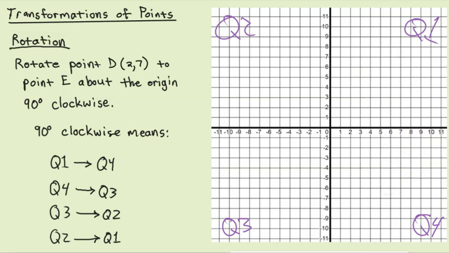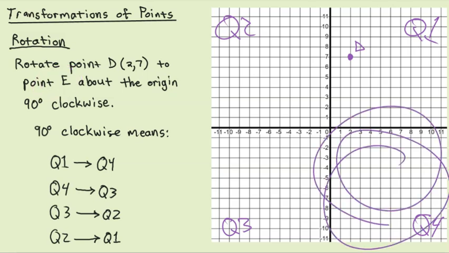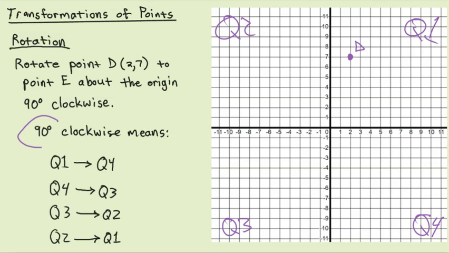So what we can see here is that point D that we're dealing with is at (2, 7). So that's (2, 7). That's right here. Here's point D. And since D is in quadrant 1, we know that E, the new point, is going to be somewhere down here in quadrant 4. That's a 90 degree clockwise rotation.